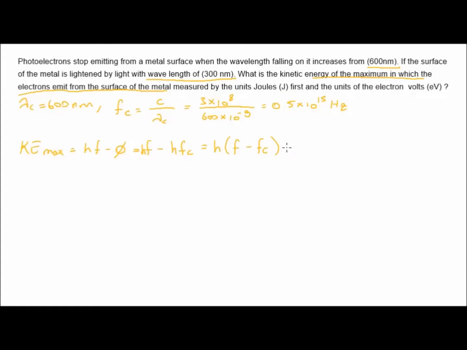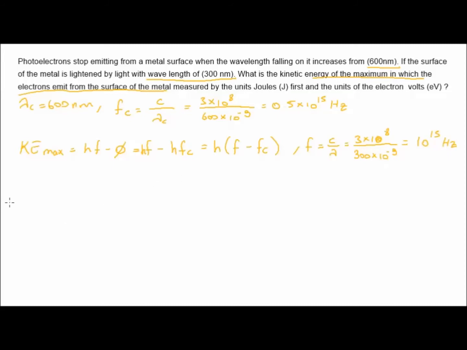And we have to calculate F, by the way. F equals C over lambda. C is 3 times 10 to the power of 8 over 300 times 10 to the power of minus 9. That's 300 nanometer. So it's going to be 10 to 15 Hertz.